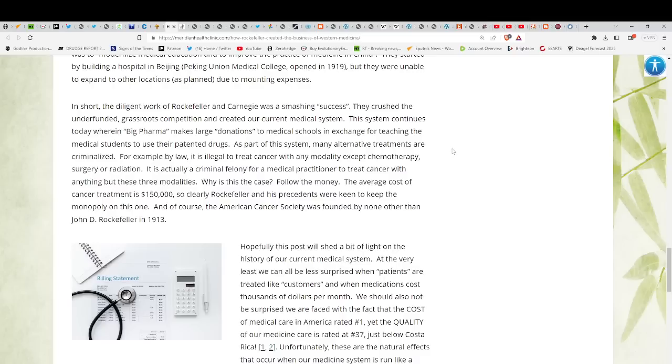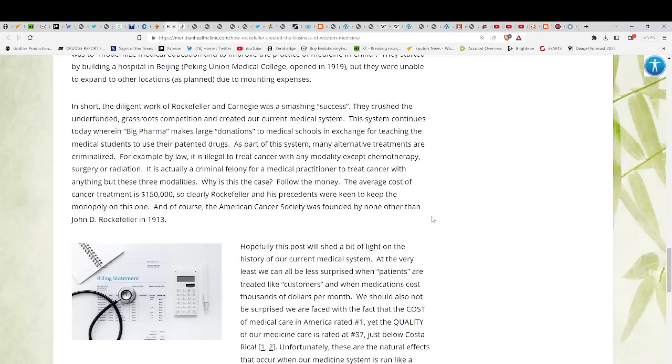As part of this system, many alternative treatments are criminalized. For example, by law, it's illegal to treat cancer with any modality except chemotherapy, surgery, or radiation. It's actually a criminal felony for a medical practitioner to treat cancer with anything but these three modalities. Why is this the case? Follow the money. The average cost of a cancer treatment is $150,000. So clearly, Rockefeller and his presidents were keen on keeping the monopoly on this one.